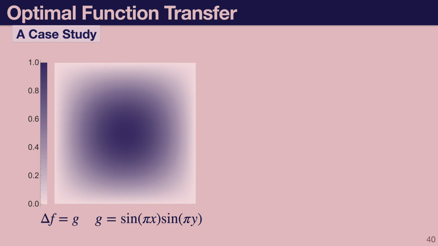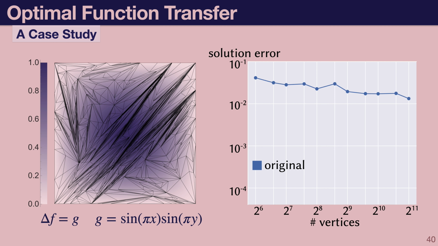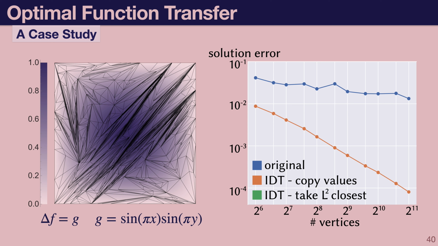As an example, we consider a Poisson problem over the unit square where we know the analytic solution. We generated a few thousand low-quality meshes of this square and tried to solve the equation. If we solve directly on the input mesh, we get bad solutions, and the error hardly even decreases as we increase the mesh resolution. If we solve on an intrinsic Delaunay triangulation and simply copy values back at vertices, our solutions get much better and converge as the meshes get finer. But moreover, if we instead take the L2 closest functions on the original triangulation, we get even more accurate solutions.